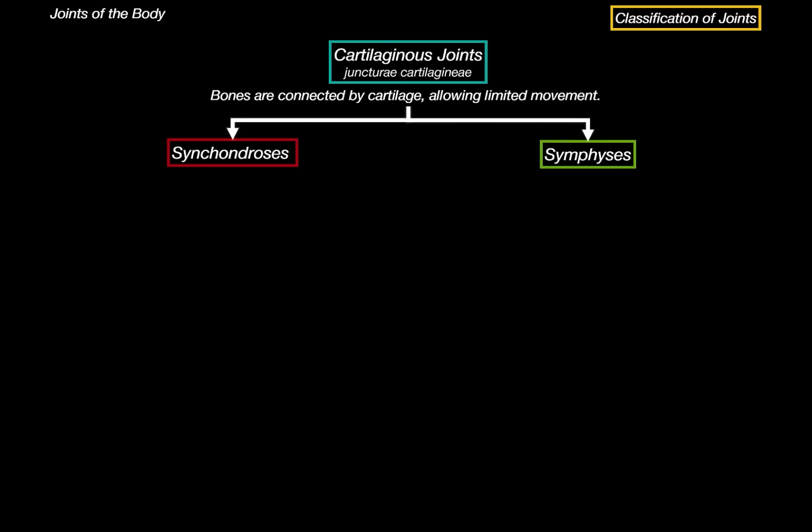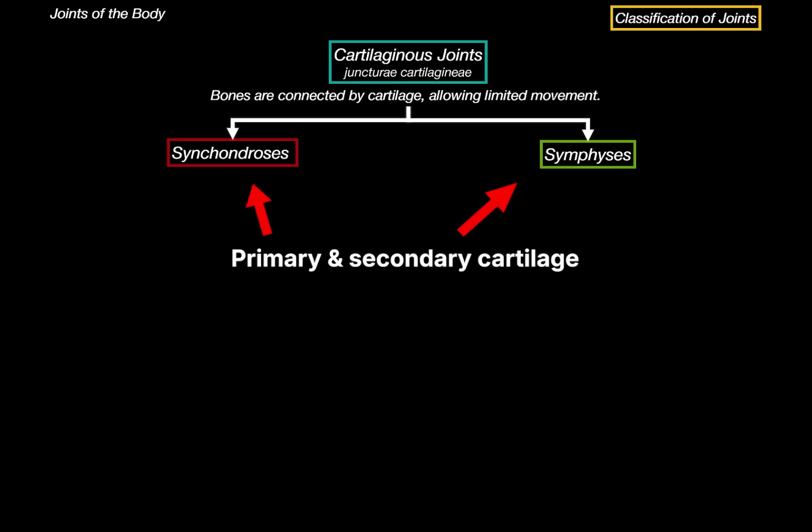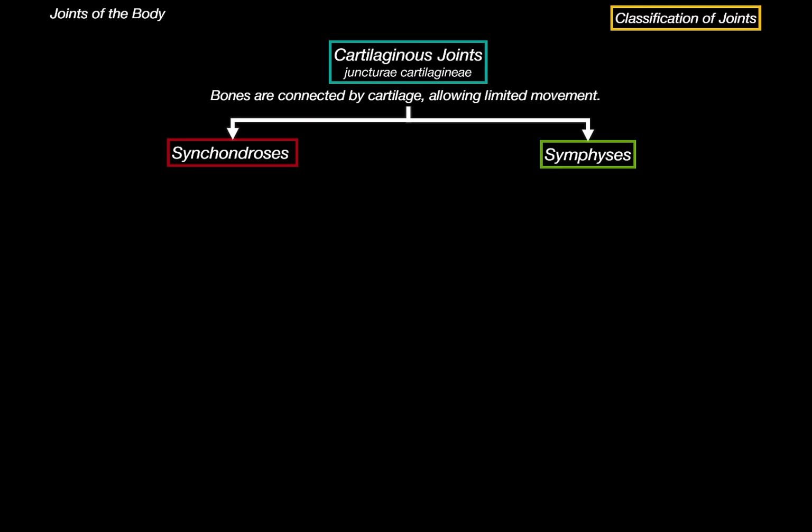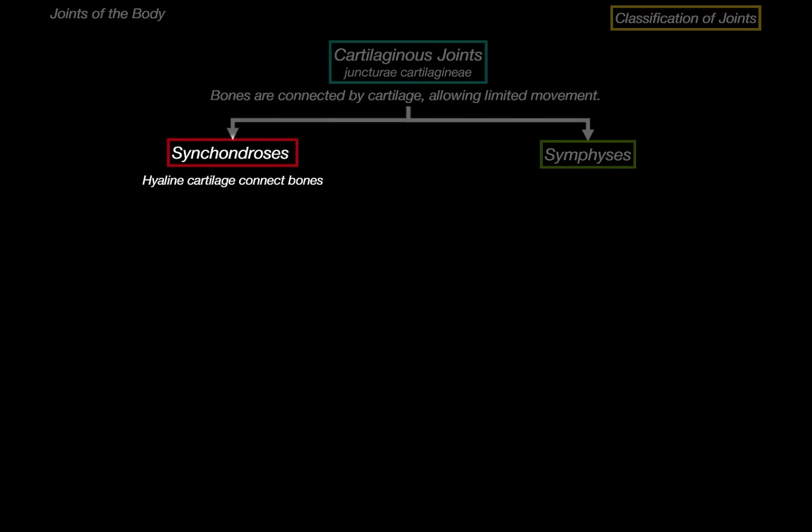But before we go into those, let's take a step back and talk about the bigger picture, because in the world of cartilage, we actually have primary and secondary cartilage, and these two categories perfectly align with the two types of cartilaginous joints. So, primary cartilaginous joints are called synchondroses. These are joints where bones are connected by hyaline cartilage.